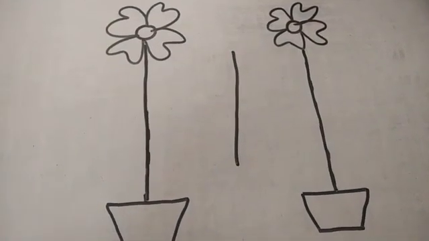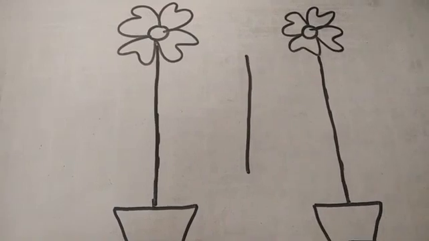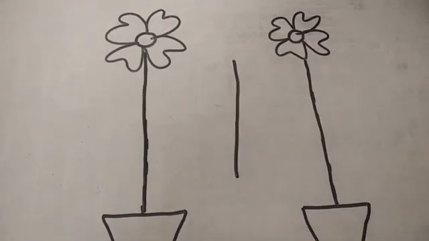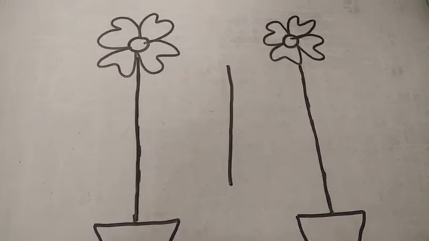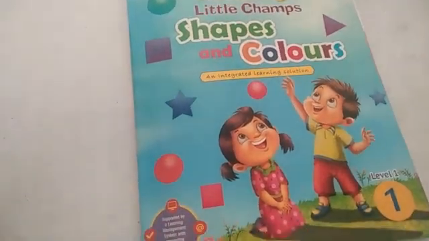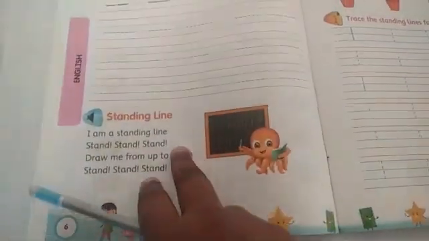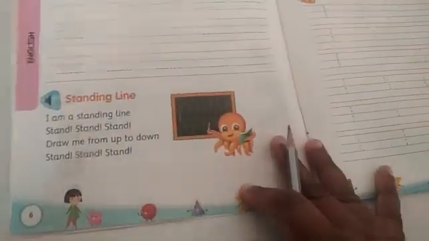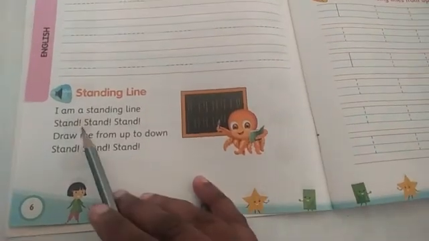Now what we will do, we will see the practice page that is given in your Shapes and Color book. Okay? And we will practice all together. So children, this is your book, Shapes and Color, book number 1. In this book, open to your page number 6. Till your last English session, we have practiced this sleeping line, page number 5. And this part, I have told you all to complete this. So this is the standing line. I am a standing line.